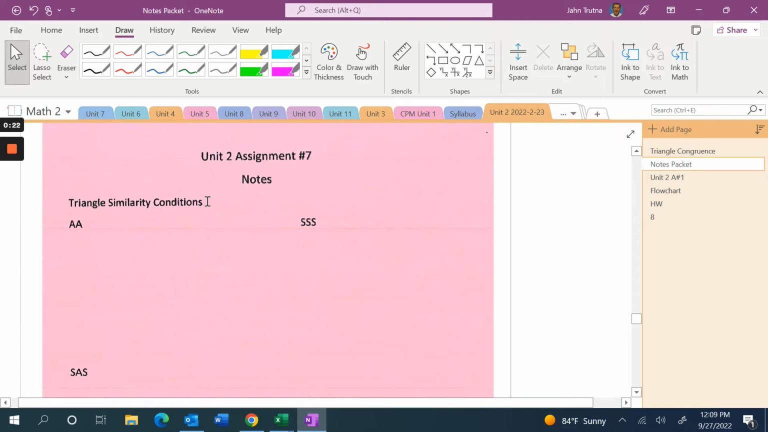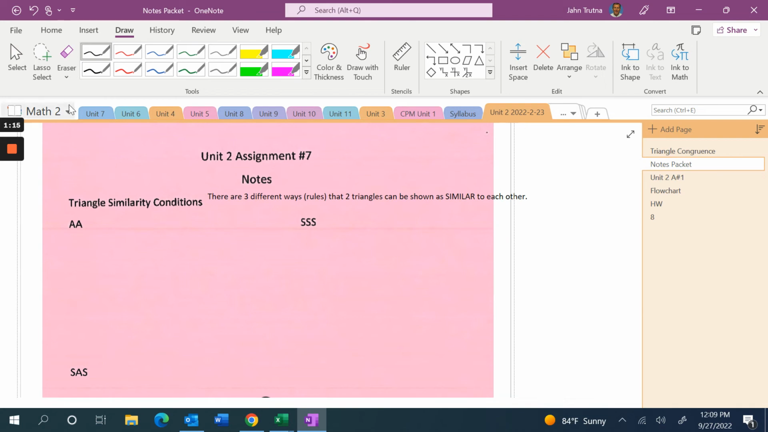And basically, what the triangle similarity conditions are telling us is that there are 3 different ways, rules is what we call them, that 2 triangles can be shown as similar to each other. The first rule is the AA rule.